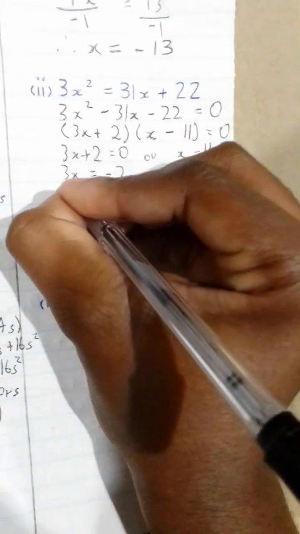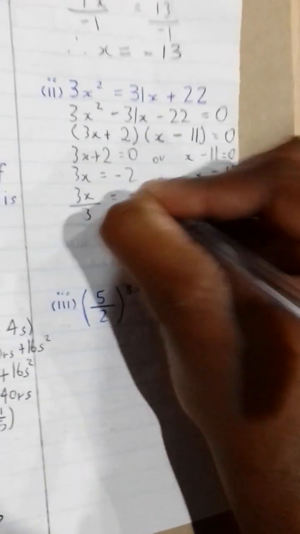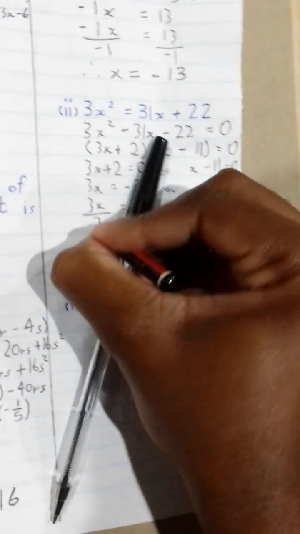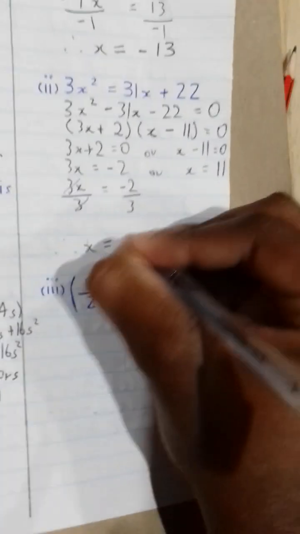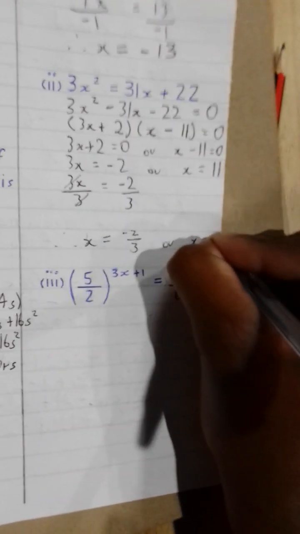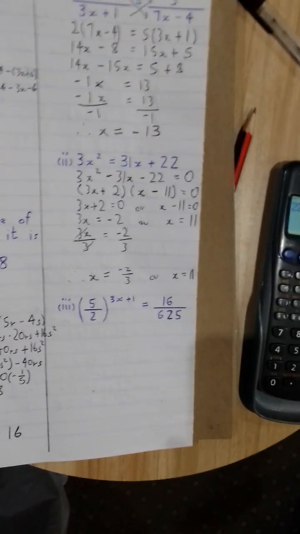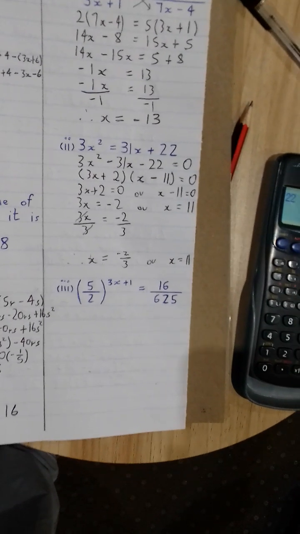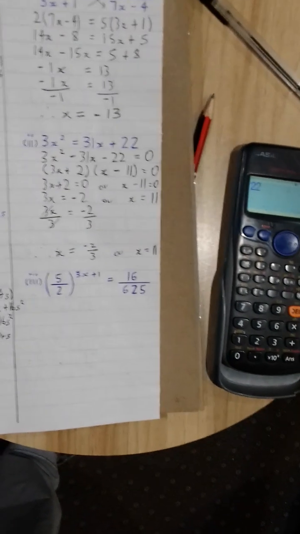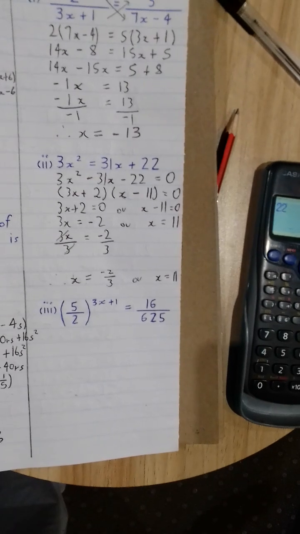Now we solve this. 3x over 3, negative 2 over 3. So the final answer is x is negative 2 over 3, or x is 11. Now here you need to verify with both of them. You need to get the same result, right? I verified, so they're both correct.